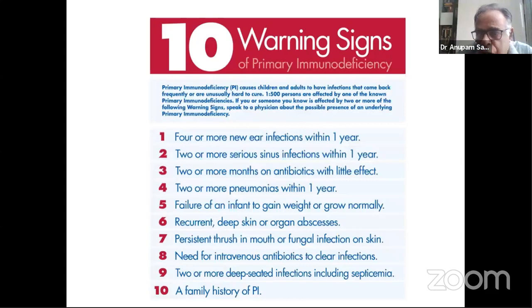I won't go into the details, but there are 10 warning signs of primary immunodeficiency. If you have 4 or more new ear infections within 1 year, 2 or more serious sinus infections within 1 year, 2 or more months on antibiotics with little effect, 2 or more pneumonias within 1 year, failure of an infant to gain weight or grow normally, recurrent deep skin or organ abscesses, persistent thrush in mouth or fungal infection, need for intravenous antibiotics to clear infections, 2 or more deep-seated infections including septicemia, and a family history of immunodeficiency or an unexplained sibling death is what I would look for in these patients.